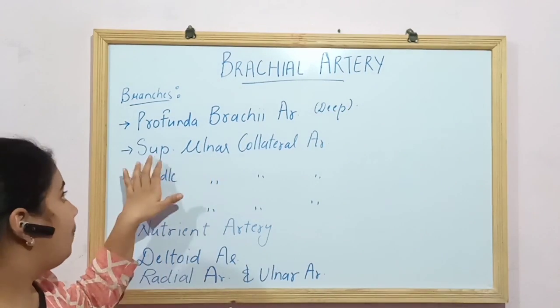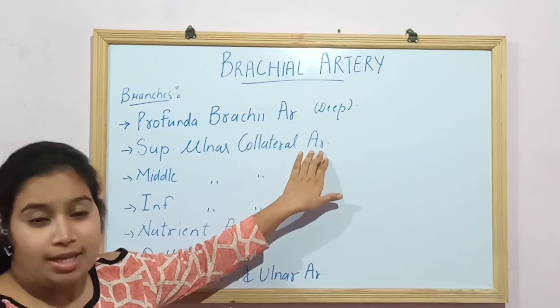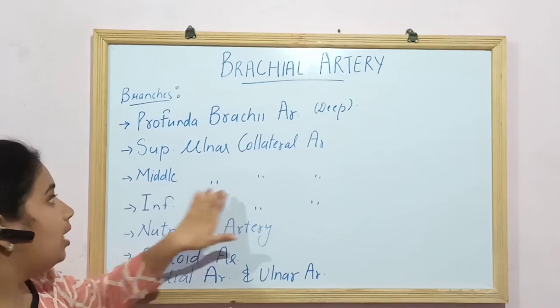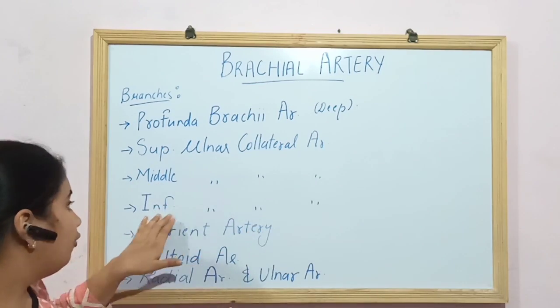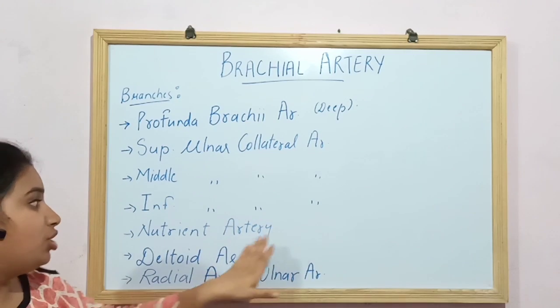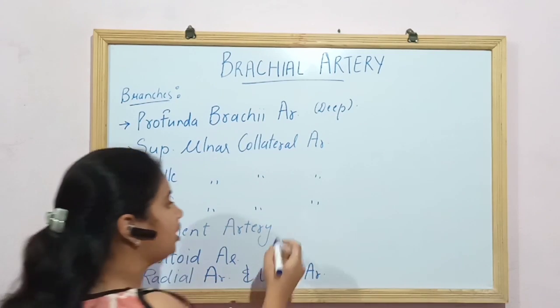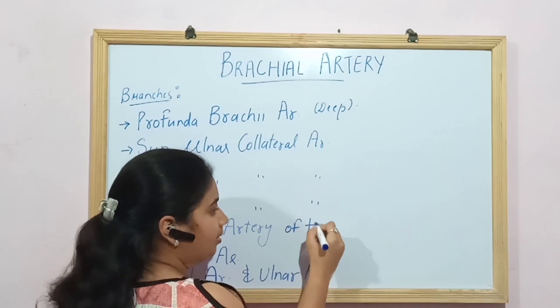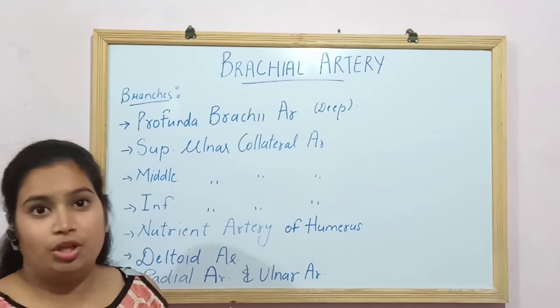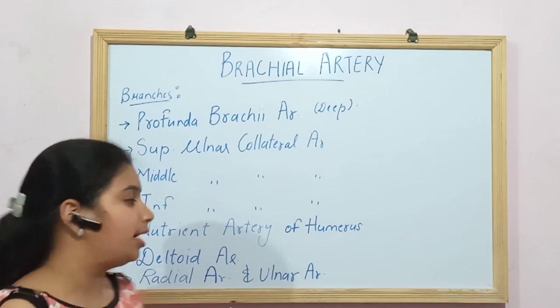Next is the superior ulnar collateral artery. These are all the branches of the brachial artery: middle ulnar collateral artery, inferior ulnar collateral artery, nutrient artery of the humerus. That means we get to know that the blood supply of the humerus bone is by the nutrient artery.